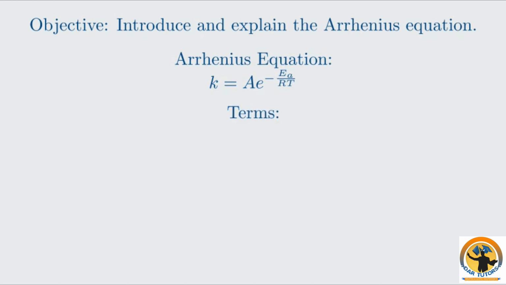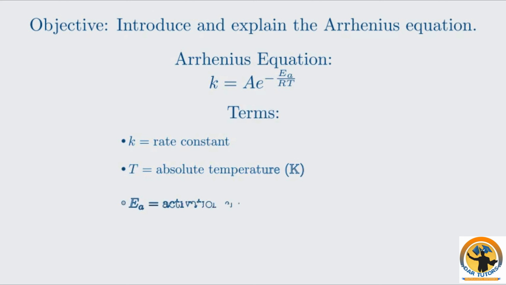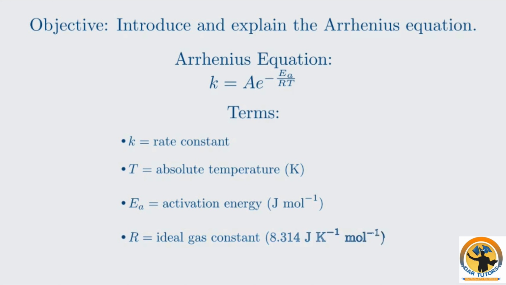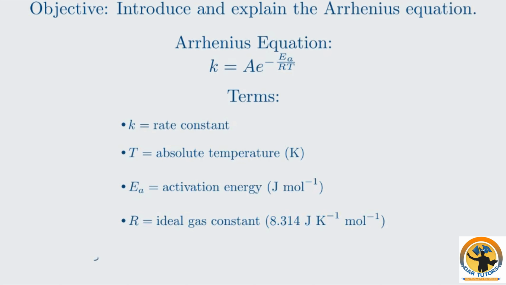Let's break down the terms. We know K is the rate constant, T is the absolute temperature in Kelvin, E sub A is the activation energy, and R is the ideal gas constant, 8.314 joules per Kelvin mole. The term e to the power of negative E sub A over RT represents the fraction of molecules that have kinetic energy equal to or greater than the activation energy.